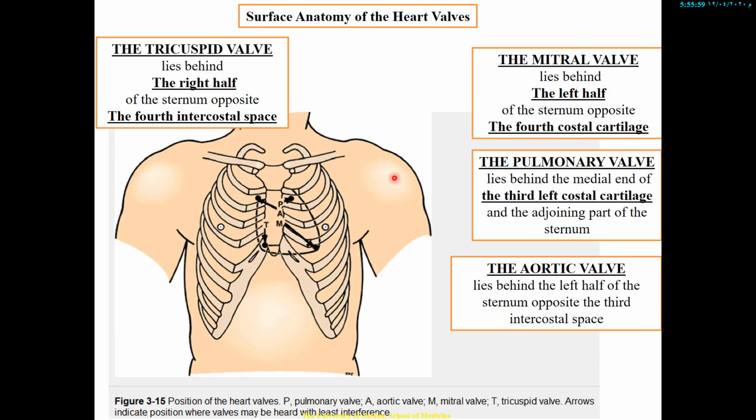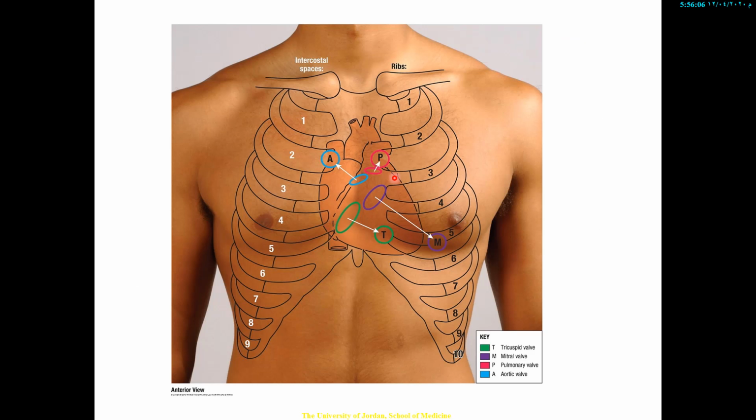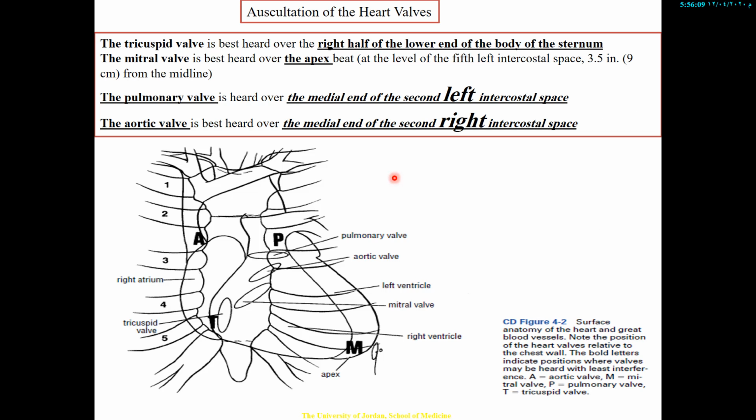Now let's go and see where we would listen to this. The pulmonary valve is over the medial end of the second left intercostal space. So of course it's far away from the anatomical surface. The aortic valve is best heard here, over the medial end of the second right intercostal space.